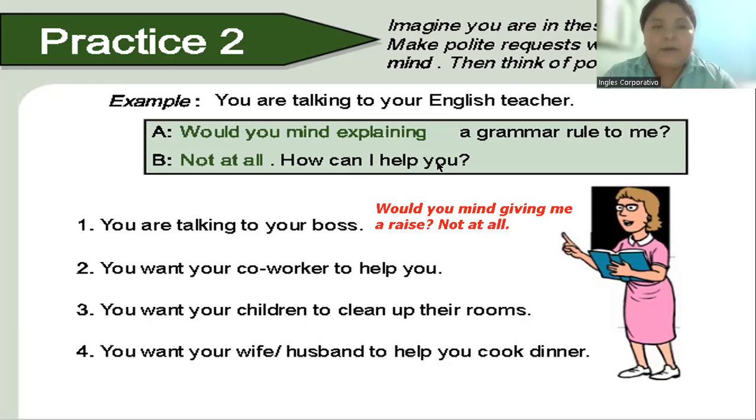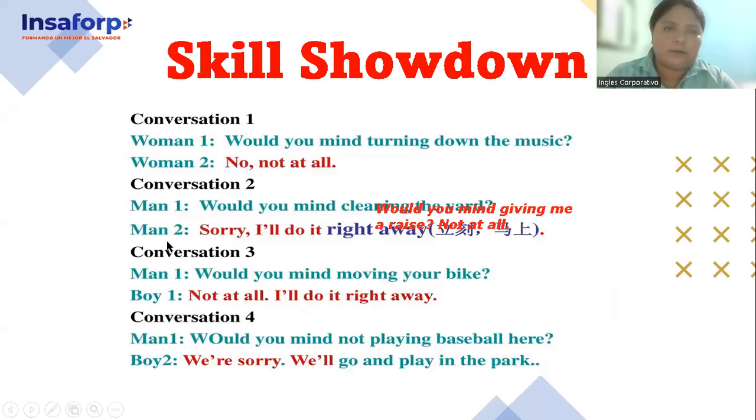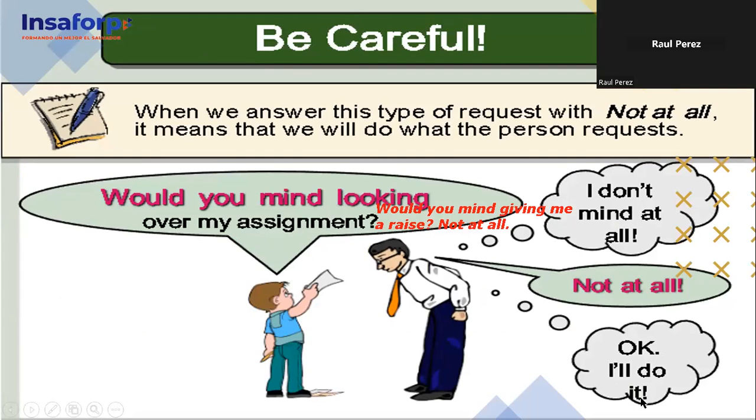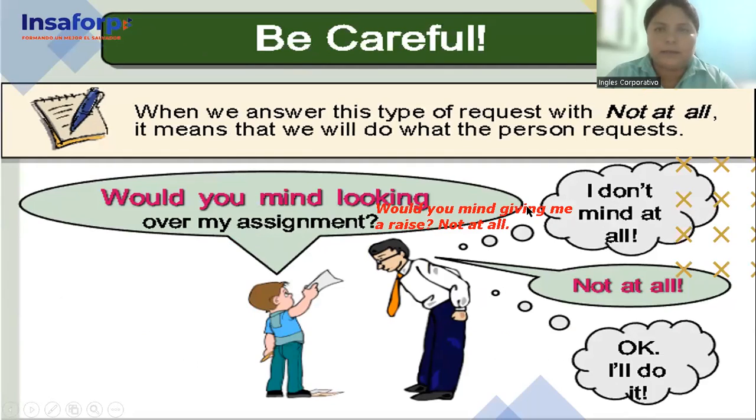Okay, so that's what you have to do. You have to think about a possible request and a possible reply. Pensar una posible solicitud o petición y luego la respuesta. And remember that "not at all" is one of the possibilities. What could be any other reply? Let's go back. Another reply could be "no problem," for example. Okay, look at this: I don't mind at all. Okay, I'll do it. So there you have three possible answers.